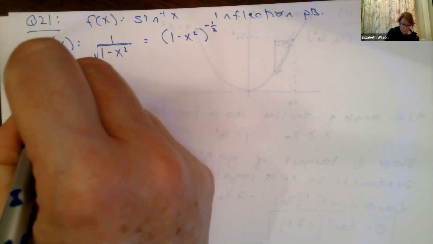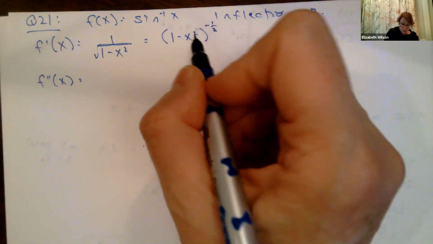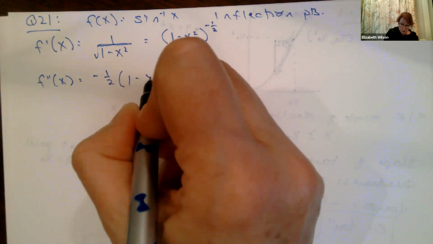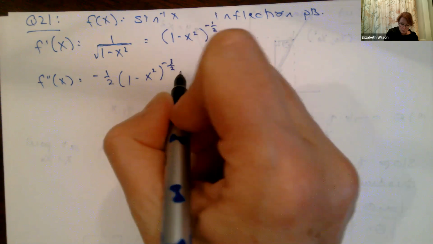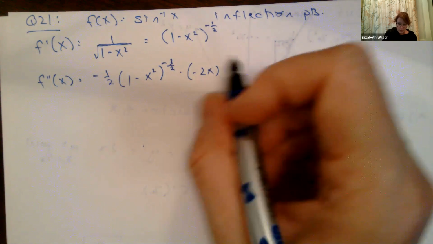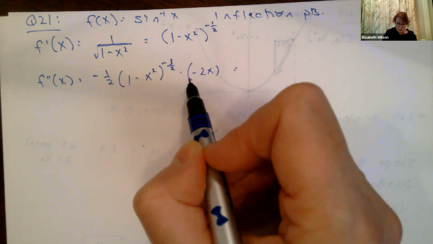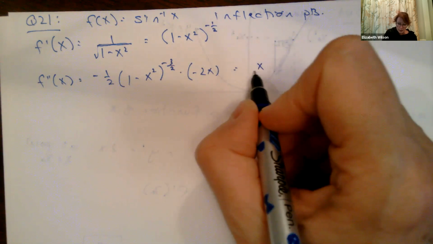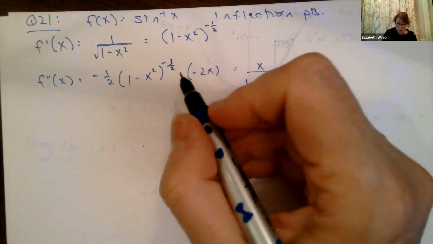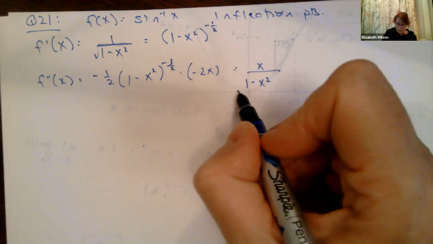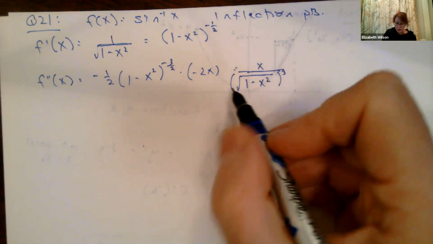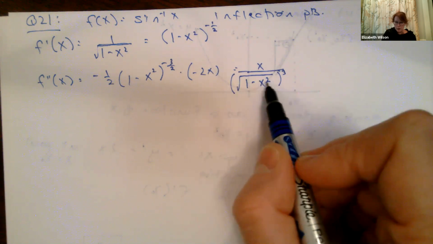So my second derivative says I'm going to take the derivative of this. I go -1/2, that's this: 1 minus x squared to the -3/2, times my chain rule, minus 2x. Let's clean this up. A minus times a minus becomes positive, and 1/2 times 2 becomes 1. This is x all over 1 minus x squared, which is in the denominator. The 1/2 makes it a square root, but I've got this raised to the 3rd power. So it's x over the radical cubed, the cube of 1 minus x squared inside the radical.